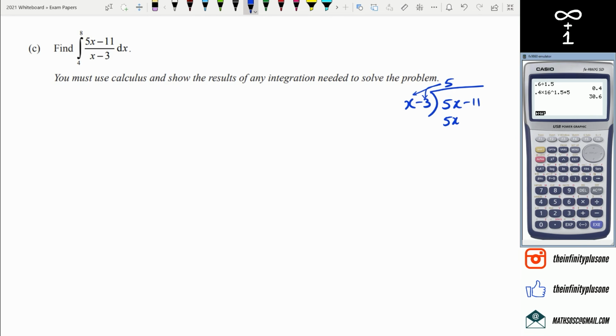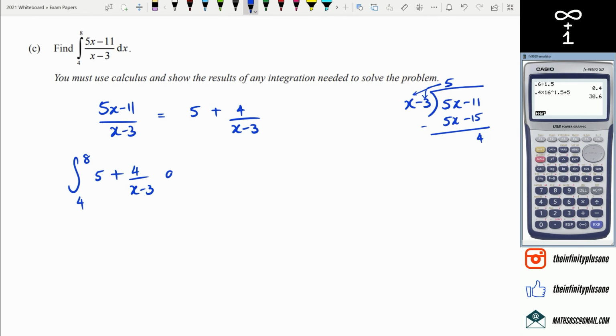And then 5 times negative 3 is negative 15. Now I've got to subtract it. So 5x take away 5x is 0. Negative 11 take away negative 15 is going to be positive 4. So in other words, I can rewrite (5x minus 11) divided by (x minus 3) as 5 plus the remainder, which is 4, over x minus 3. So I've literally rewritten that as the integral between 8 and 4 of 5 plus 4 over x minus 3 dx.